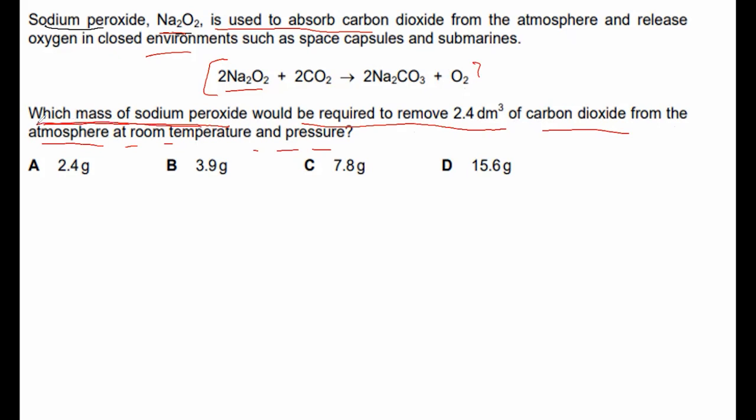Which mass of sodium peroxide? So in this equation, we talk about sodium peroxide and CO2. Look, guys.